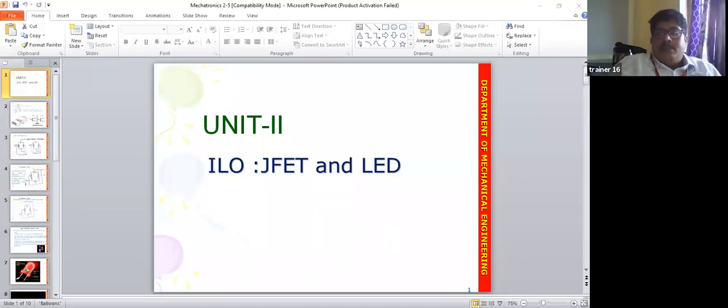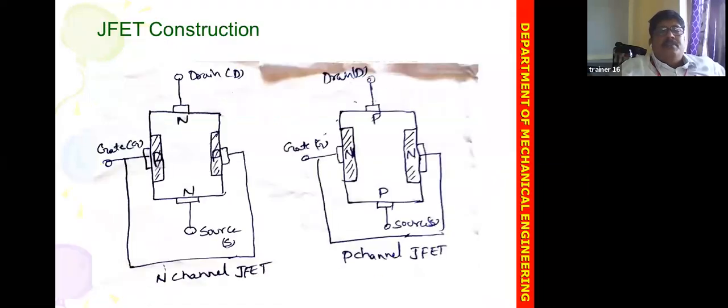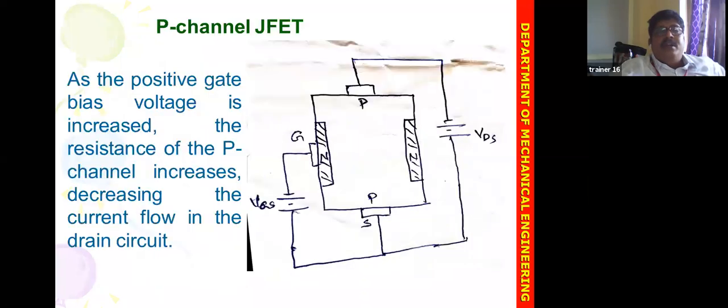All right, JFET and LED, light emitting diode. JFET, the same, junction field effect transistor. Here too we have source, gate, and drain, compared with the terminals of the transistor. This is an N channel JFET, and this is a P channel JFET.